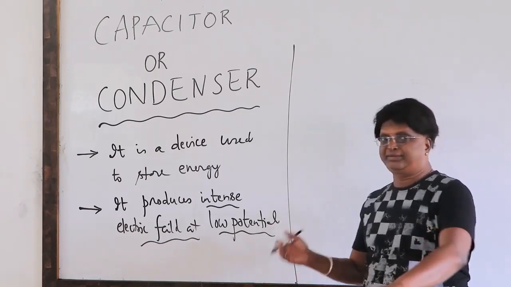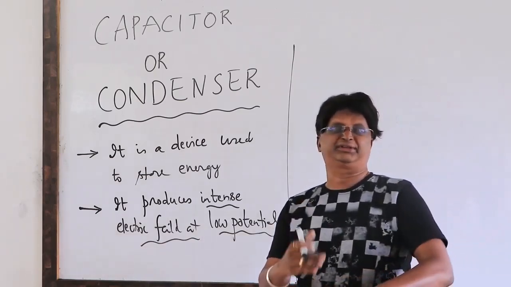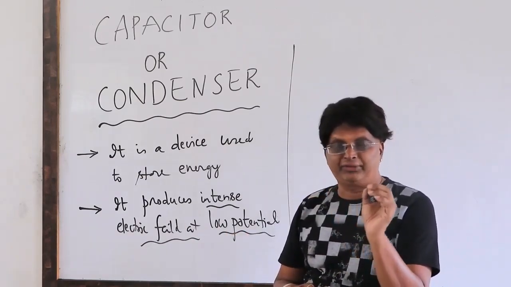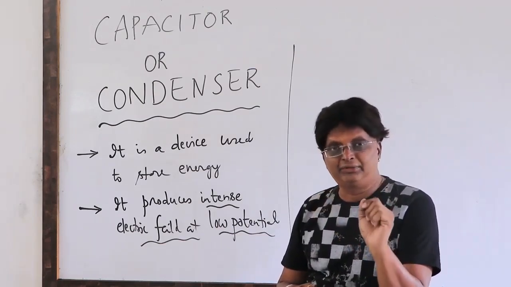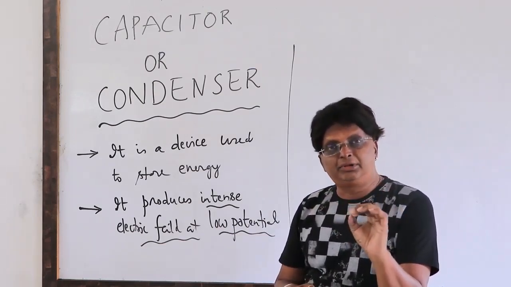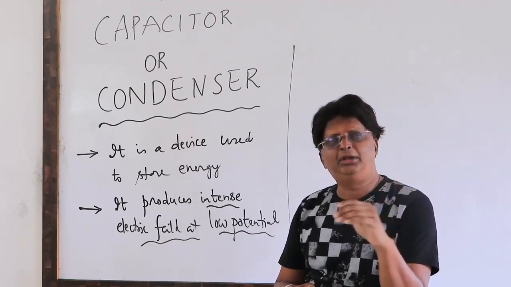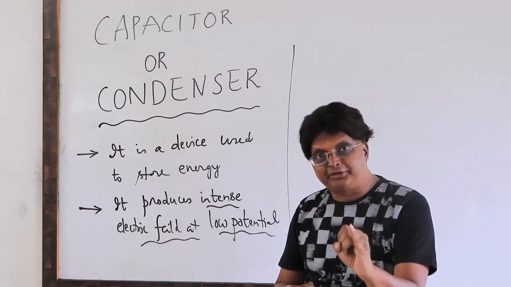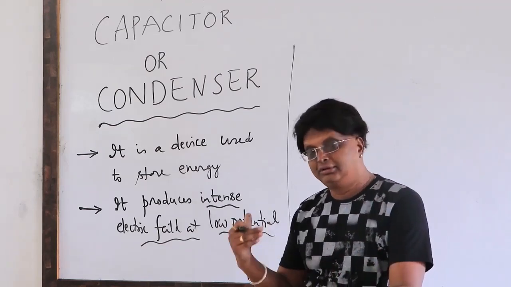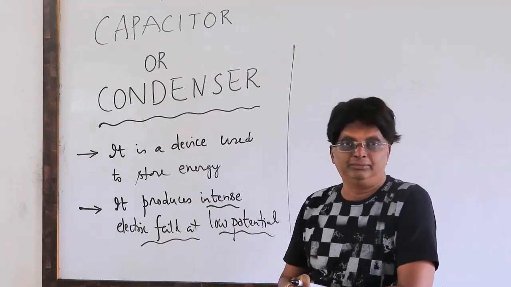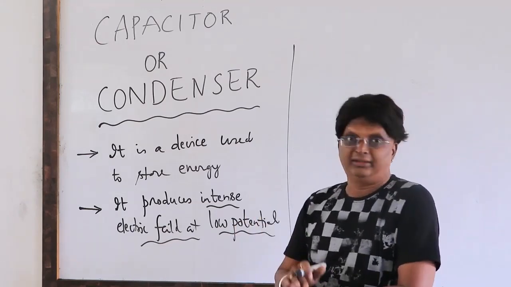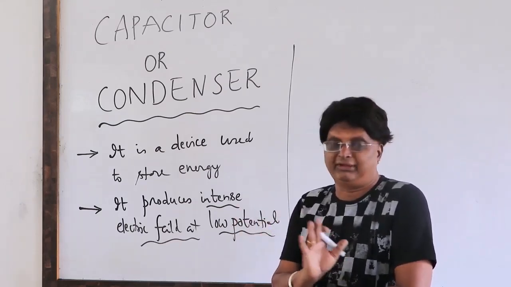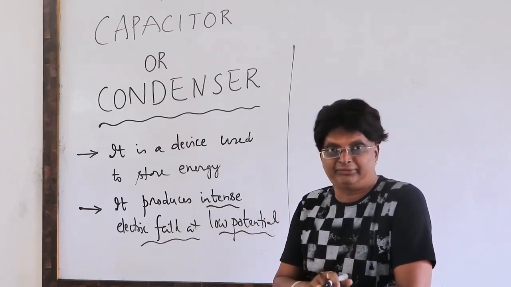Having said this, even before what a condenser is and how it works, keep it aside. The point is that it is such a device in our everyday life that has multiple applications. You cannot find any electric or electronic device without this component which we call the capacitor or condenser. So it's a multi-purpose, versatile device.